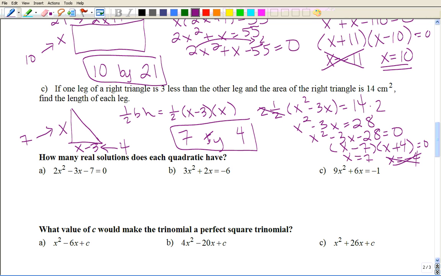Actually, let's not use the word "by." That doesn't make sense. So let's not use that word. Let's use 7 centimeters and 4 centimeters.